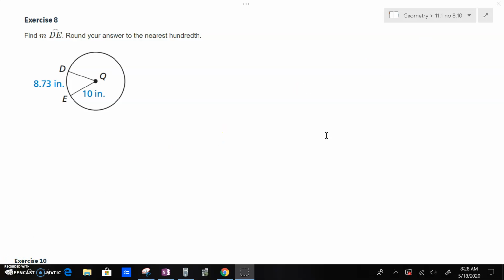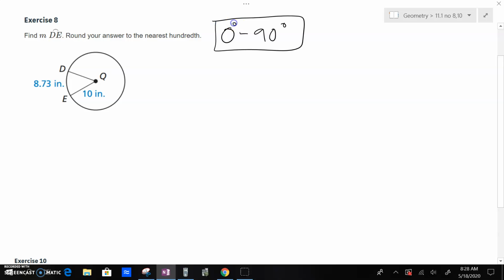That means we're looking for a degree measure, so our answer is going to be something with degrees. The nearest hundredth means we're going to see two decimal places. If I had to guess, looking at it, it's below 90 degrees. So it's certainly above 0, probably above 10. But let's say a reasonable answer, if we get one, is going to be somewhere between 0 and 90 degrees.